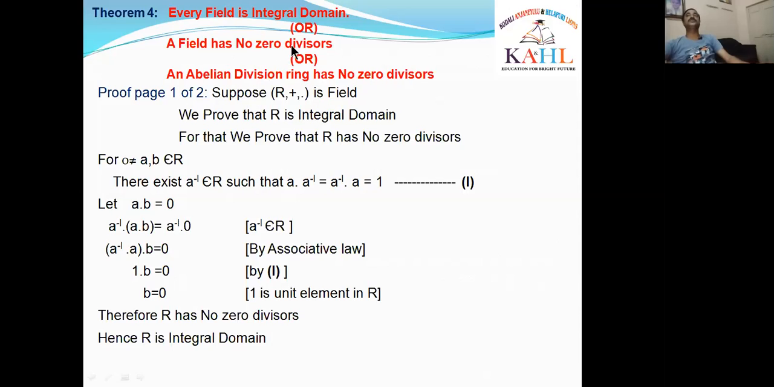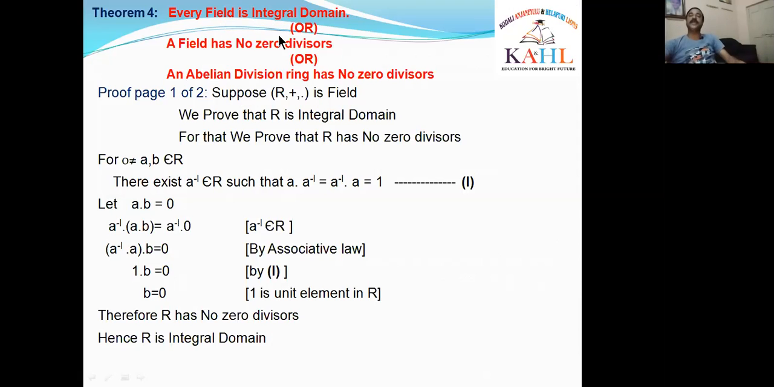If you observe these two statements, what is the main difference? Field and abelian division ring, these are the two. An abelian division ring is equal to a field. Understand? That's why an abelian division ring has no zero divisors and a field has no zero divisors mean the same. What is every field is an integral domain? It's a direct question. For that, we must understand the definitions of field and integral domain, because we can prove this theorem only if we understand them.